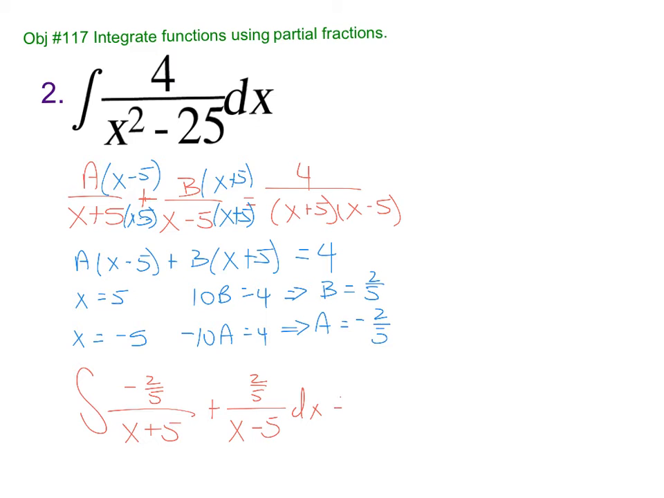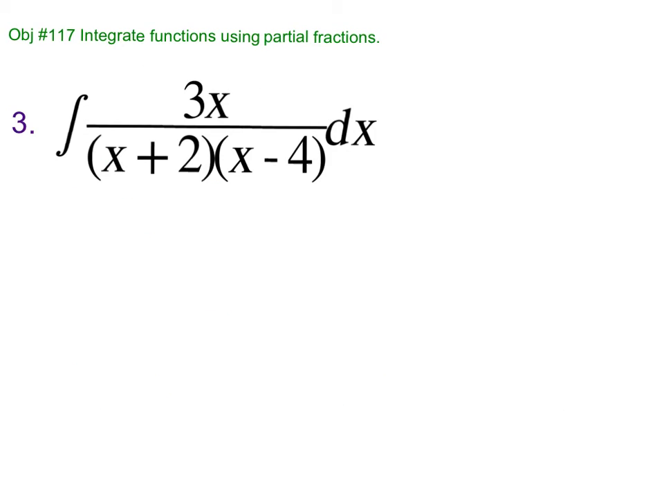So the antiderivative, negative 2/5, the ln of x plus 5, plus 2/5, the ln of x minus 5, plus c. That's the answer. So it's not hard, it's just a little bit of a process.